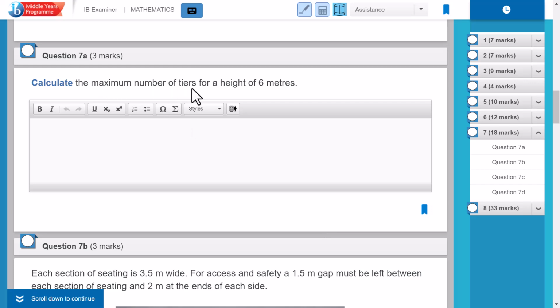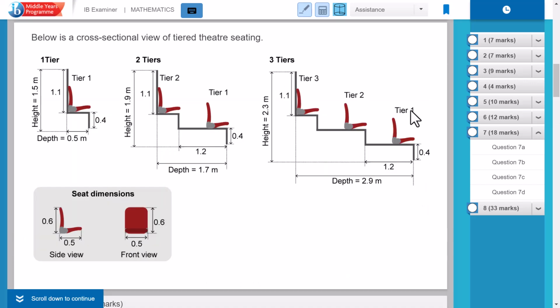Okay. So calculate the maximum number of tiers for a height of 6 meters. The height of your cinema is 6 meters. How many number of tiers can you have? Tier 1, tier 2, tier 3, tier 1, tier 2, and tier 1.